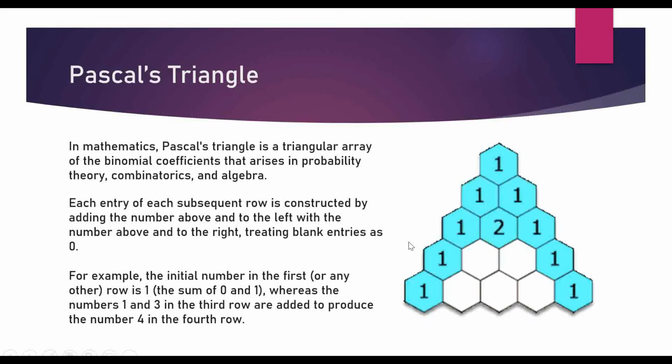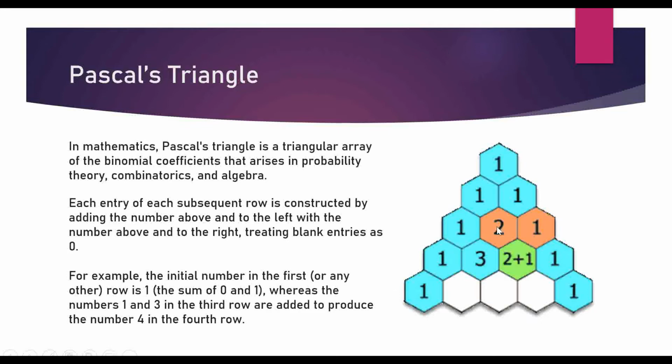So in mathematics, Pascal's triangle is a triangular array of binomial coefficients that often comes in the probability theory, combinatorics and algebra. So if you look at this Pascal's triangle, all the values on the left are filled with 1. Also on the right they are filled with 1. And there is a special logic of generating the values that are coming in between, which is basically nothing but each and every value is the sum of the values above it.